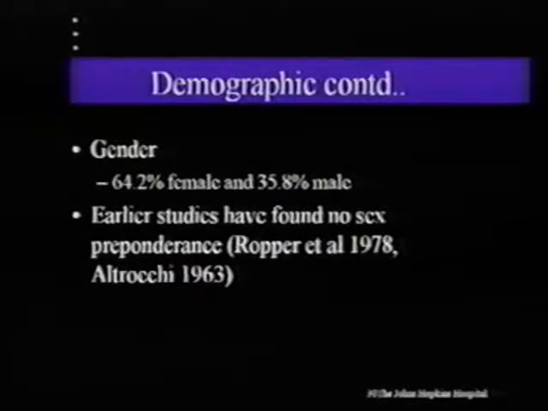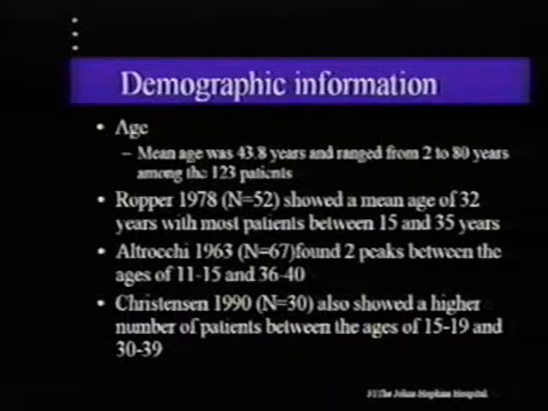Now, what we found so far is that 64% female, 36% male. And this was somewhat surprising because the previous studies had not found a sex preponderance. And we found a fairly significant one in that transverse myelitis is more common in women, at least according to this data. The age, the mean age, was about 44 years in our study, ranging from 2 to the oldest patient in our study was 80 years old.